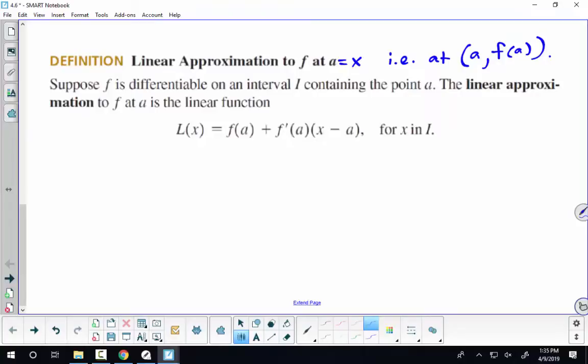So instead of saying that this is the equation of our tangent line, we're going to label that as capital L of x, just to kind of distinguish between the two. So capital L of x is our linear approximation, defined as f of a plus f prime of a times x minus a.